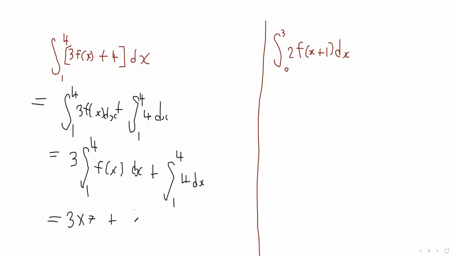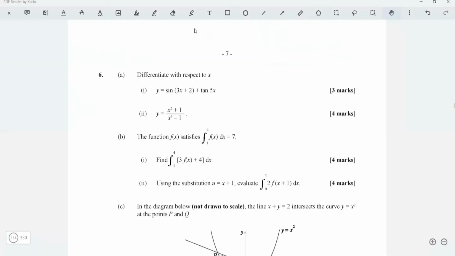When you integrate 4, you get 4x, but we're integrating from 1 to 4, so we just need to plug in from 1 to 4. When you plug in the 4 you get 16. So this is going to be 3 times 7, which is 21, plus 4 times 4, which is 16, minus 4. 16 minus 4 is 12. 12 plus 21 is 33. So that's what that works out to be, 33. That easy. Nice. Now that this is equal to 33, let's do this part.